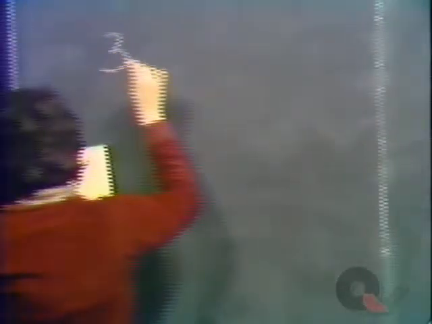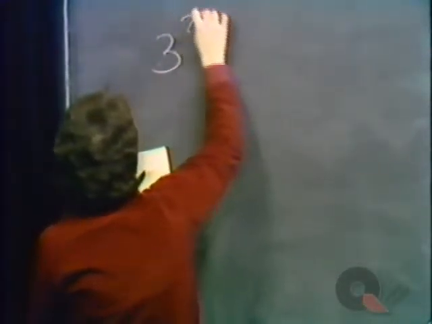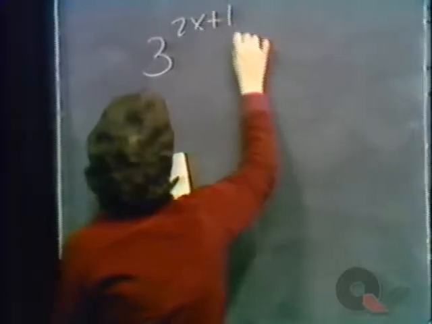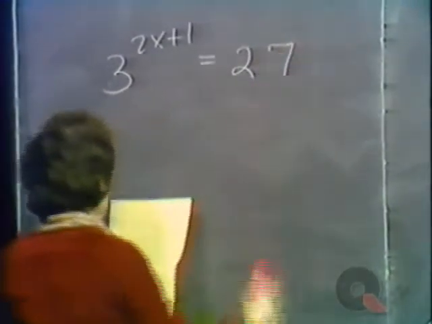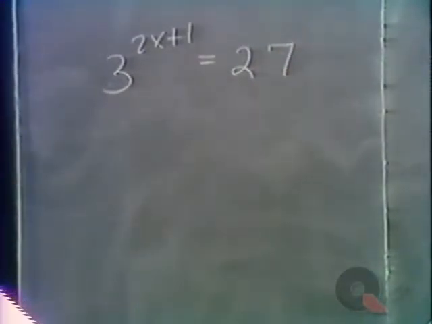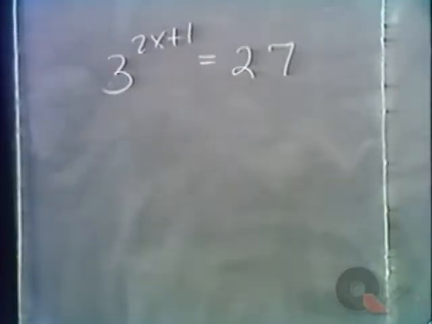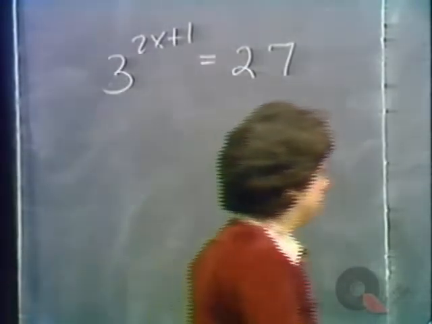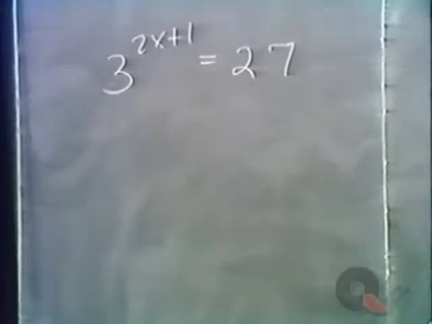This time I want to solve this equation: 3 to the 2x plus 1 is equal to 27. Same way, I'm going to take logs of both sides. In fact, if you'd like to try to work this out on your own, be my guest. You can shut the machine off, and when you finish the problem, turn me back on and see how you did.